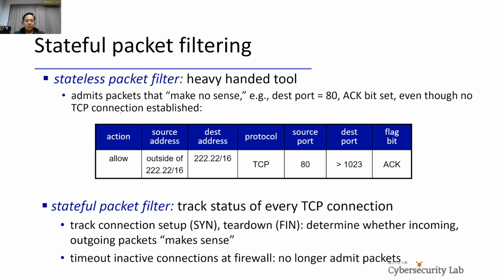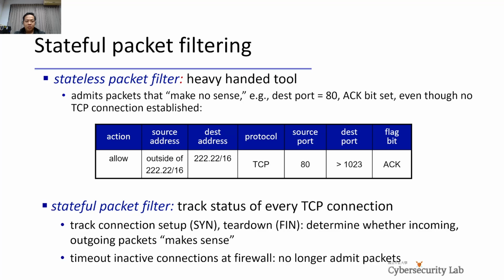I mean, in stateless filtering, we do not care how we track the status of the TCP connection. We only check the source address, destination, protocol, source port, destination port, and flag bit. We do not care about incoming and outgoing, or what state the TCP connection is in.